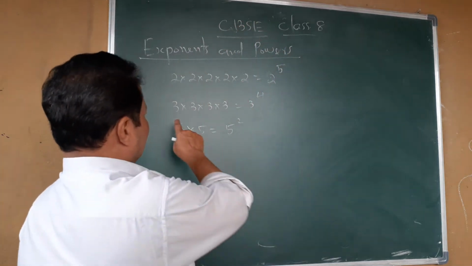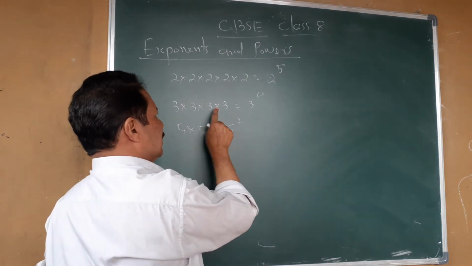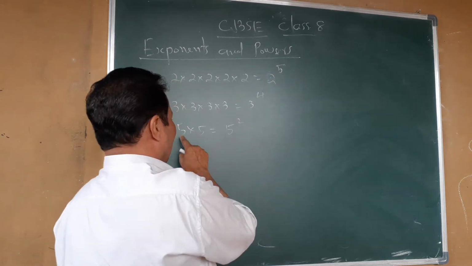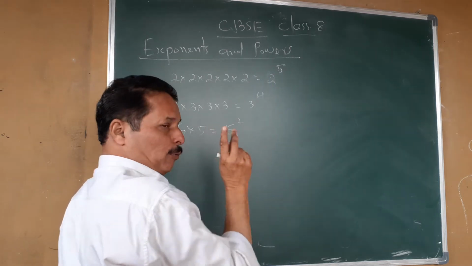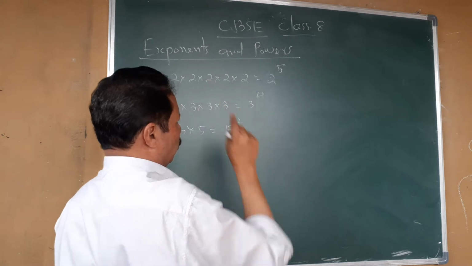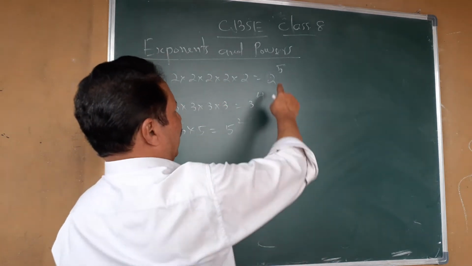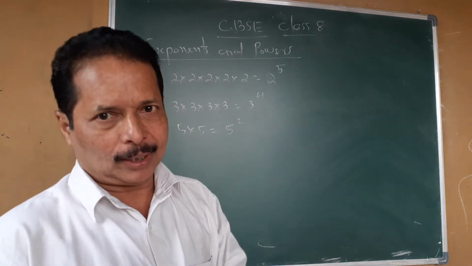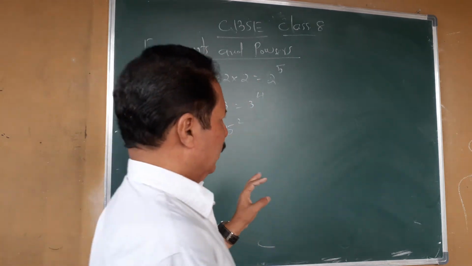Okay. 3 into 3 into 3 into 3. That means 3 repeated multiplication 4 times. That is 3 raised to 4. 5 into 5 means 2 times, so it is 5 square or 5 raised to 2. Here 5, 4 and 2 are exponents. So you get the meaning of exponents, look at here.